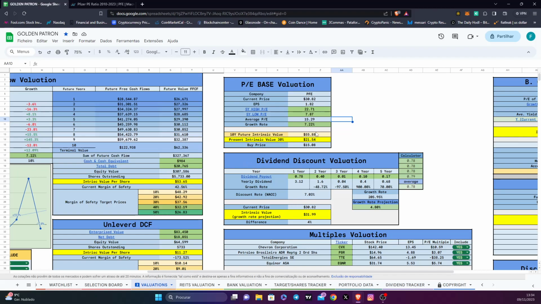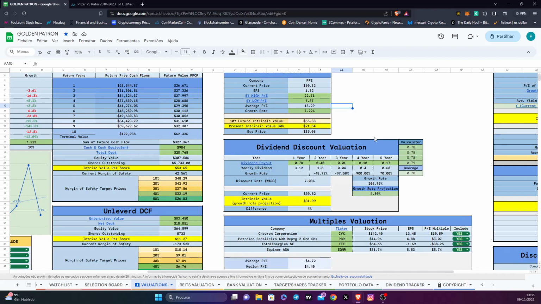Okay, so what this indicates is that in the next 10 years the price should come to 55. It doesn't mean it's going to take 10 years. It means it should within these 10 years come to 55. The present value of the intrinsic value is $21. That's the current price it's giving us. Okay, so it gives us a buy price of $15. I think that's a little low, but that's why we need all these metrics to come together to give us a more precise intrinsic value.